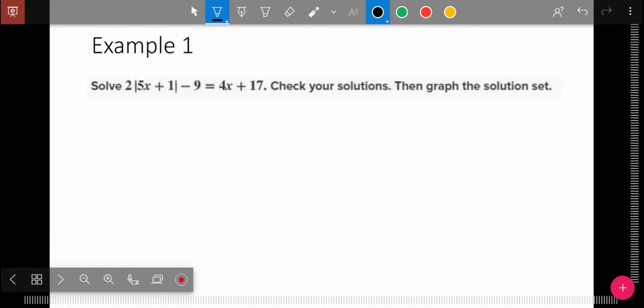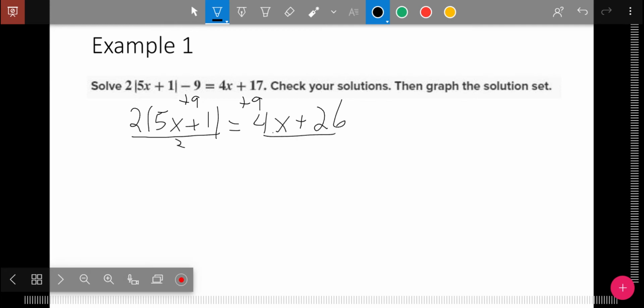And so the book's first example really isn't any harder. It just is longer. We're going to add 9 to both sides. We have 2 times the absolute value of the quantity 5x plus 1 equals 4x plus 26. I'm going to get rid of the 2 by dividing 2 to both sides. And so I get the absolute value of 5x plus 1 equals 2x plus 13.